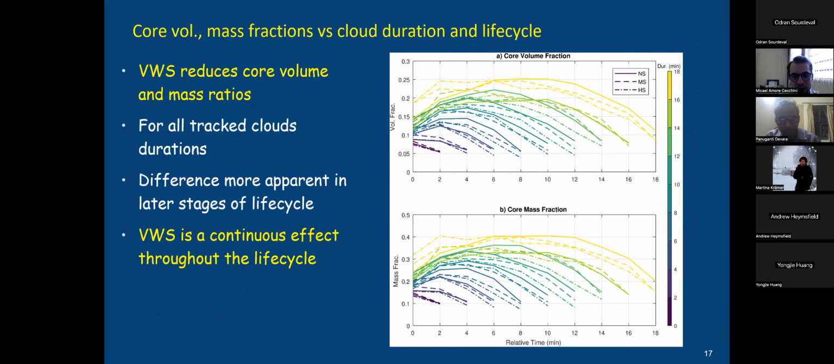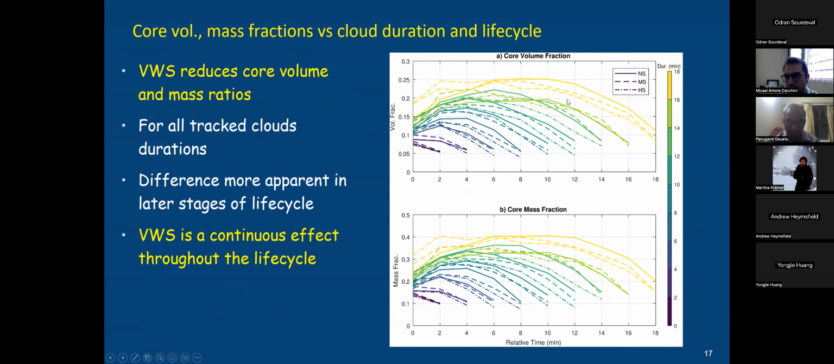And in the cloud, I was able to confirm that the core volume fraction and core mass fraction were reduced throughout the whole cloud life cycle. Those figures are the volume fraction and the mass fraction as a function of relative time of every cloud, averaged for the clouds sharing the same duration. So clouds that have only 2-minute duration are in the blue colors here, and clouds that have 18-minute duration are on yellow curves. And the high shear cases are the dashed dotted lines, and the continuous lines are the no shear case.